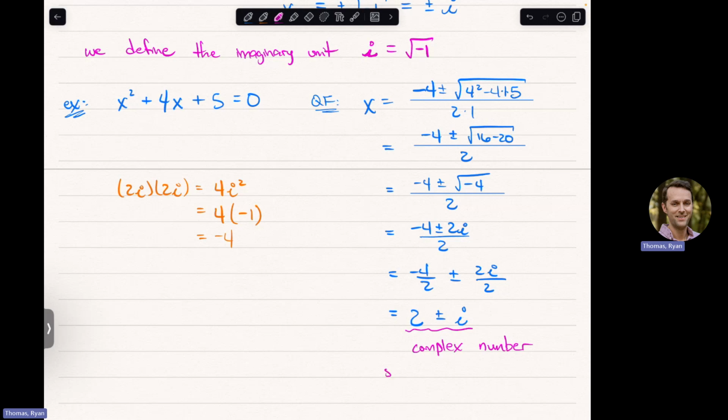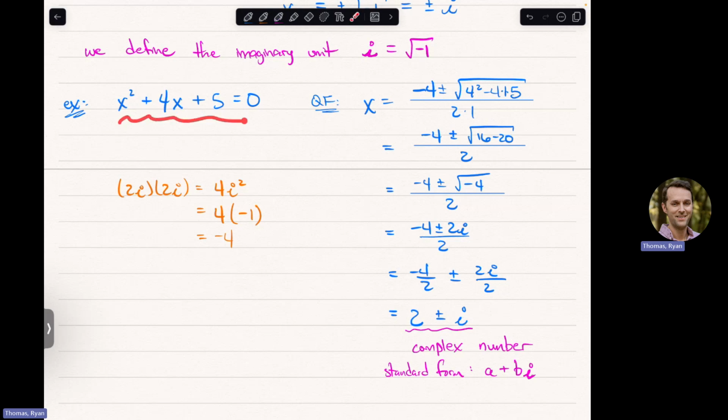And the usual thing is to write them as a plus b times i. So in other words, the real part comes first. So real part and then imaginary part is the usual way to do that.